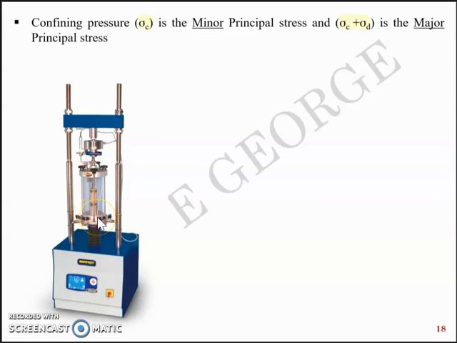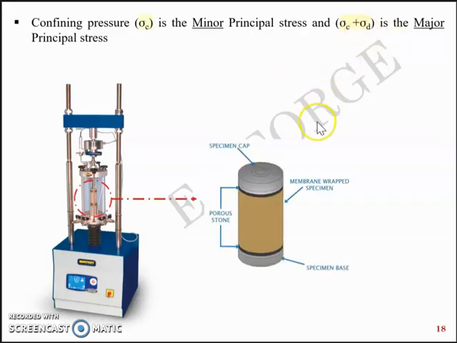So the confining pressure sigma c is a minor principal stress, and sigma c plus sigma d is a major principal stress. So you have the zoomed in picture of this soil sample here. The soil sample is sandwiched between porous stones, and above the top porous stone you have a specimen cap which is attached to the mechanism which applies the deviator stress.